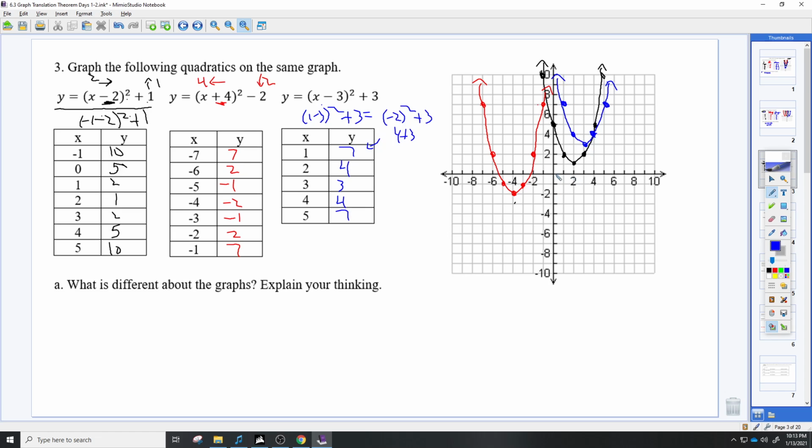There we go. So this has now gone over to the right 3, which is what we thought was going to happen. If you look at this, minus 3 means go to the right 3. So here's 3. And then you go up to 3 as well. Up 3. So here you can describe what's different about the graphs. So this one actually contains both things. We have both horizontal and vertical shifts.